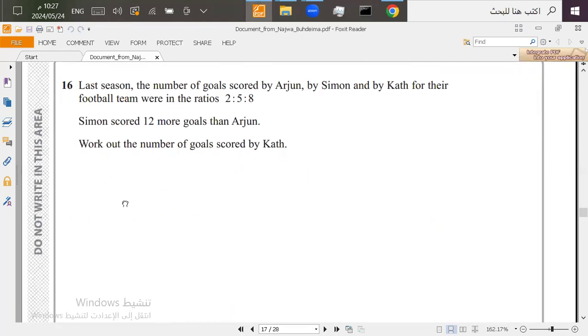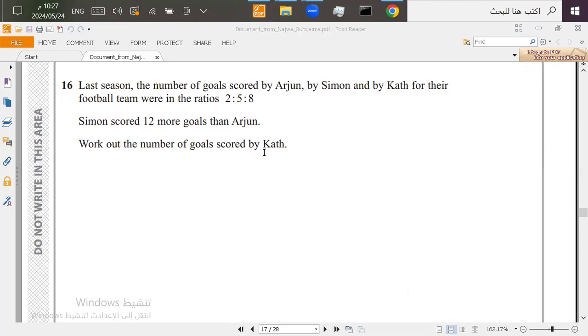Question 16. Last season, the number of goals scored by Arjun, by Simon, and by Kat for the football team were in the ratios 2, 5, and 8. So in this order, A, S, K. Simon scored 12 more goals than Arjun. Work out the number of goals scored by Kat.